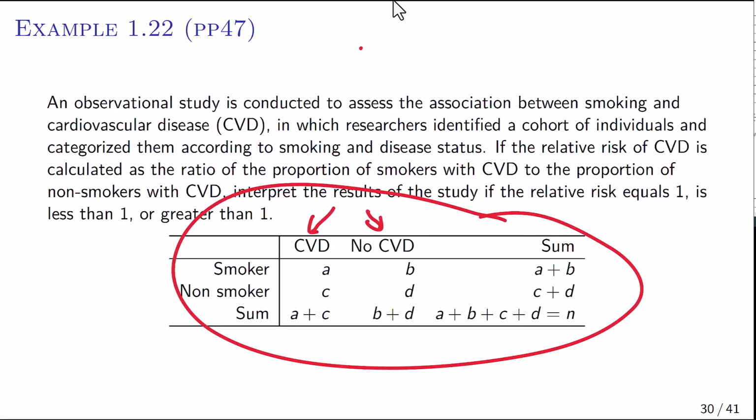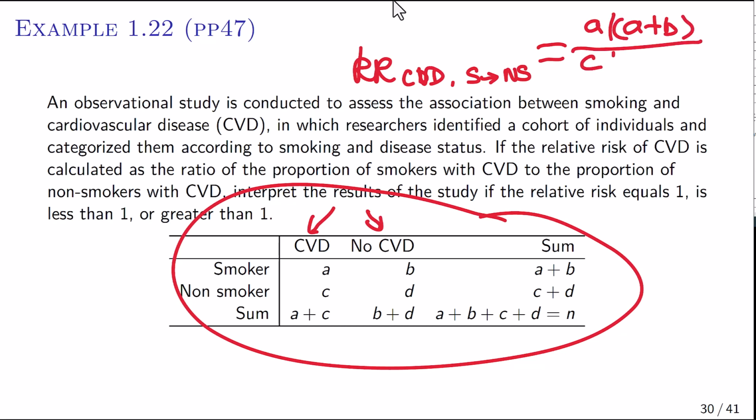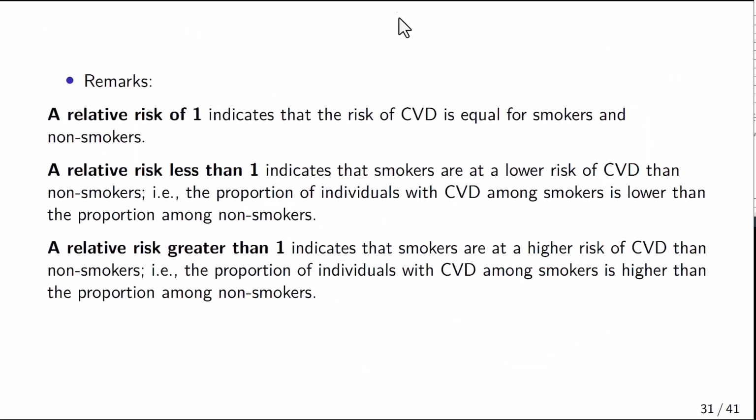So in this case, the relative risk of the CVD for the smoker to non-smoker is A over A plus B, and C over C plus D. That's relative risk, right? It's basically A out of A plus B, C out of C plus D. So if the relative risk is 1, it means equal. The risk of CVD is equal for smokers and non-smokers.